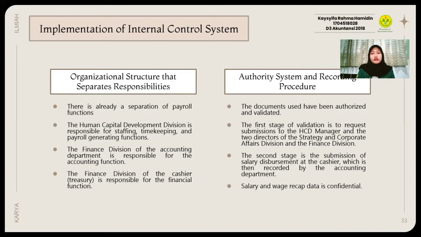And next, we have the authority system and record procedure. The documents used have been authorized and validated. The first stage of validation is the request submission to the Human Capital Development Manager and the two directors of the Strategy and Corporate Affairs Division and the Finance Division. And the second stage is the submission of salary disbursement at the cashier or treasury, which is then recorded by the accounting department. Salary recap data is confidential.